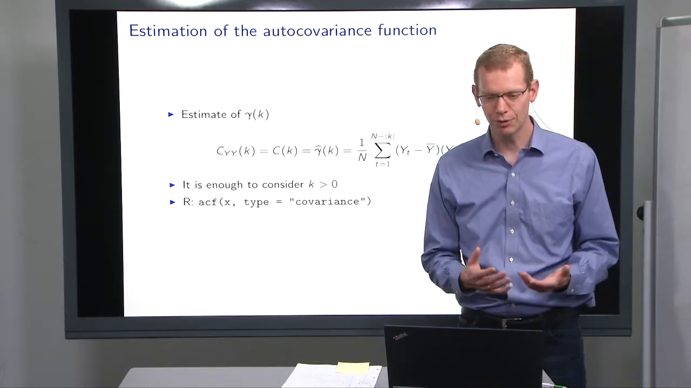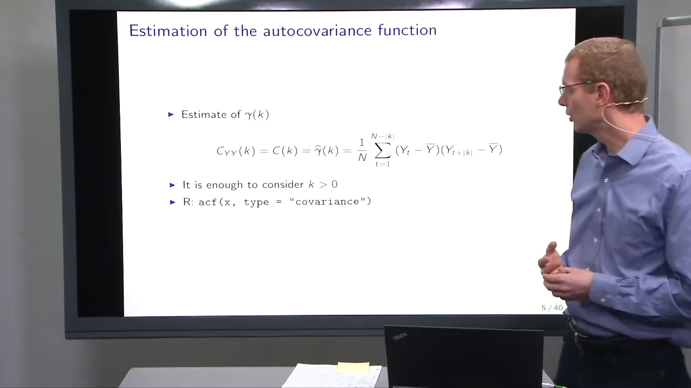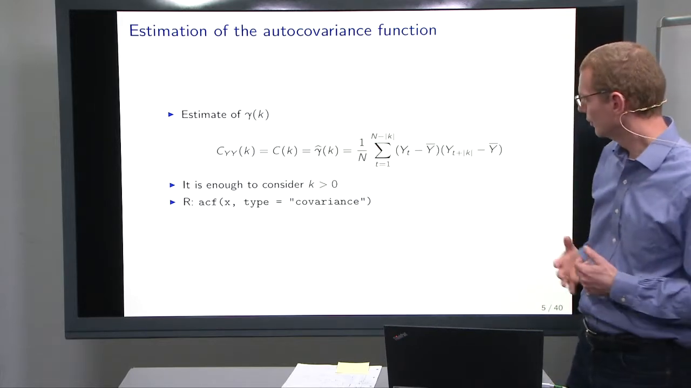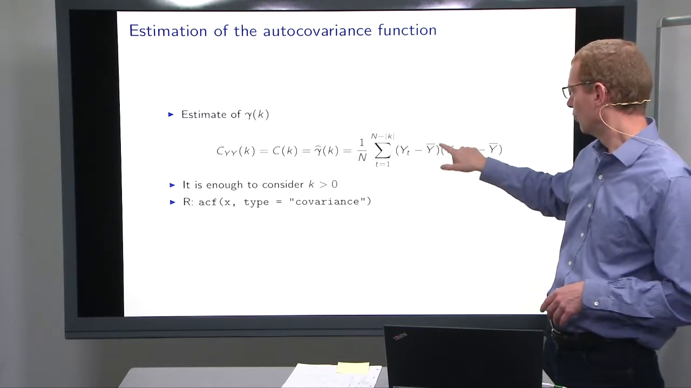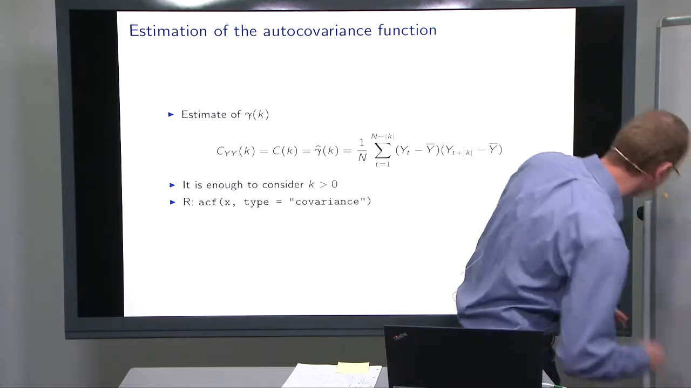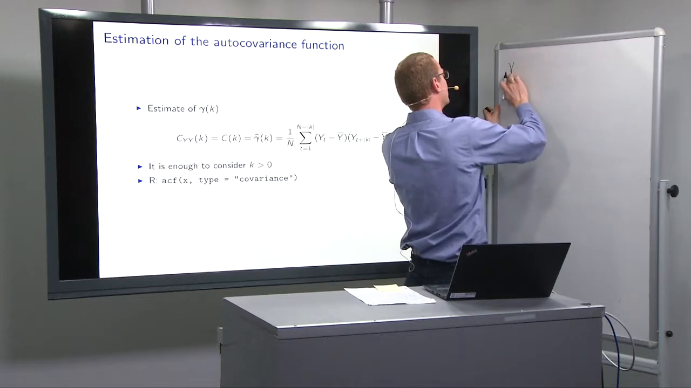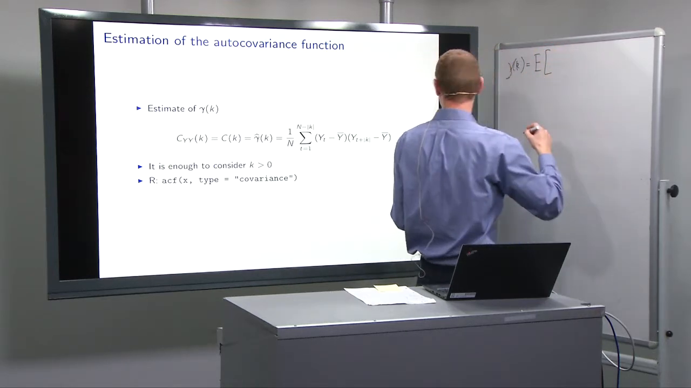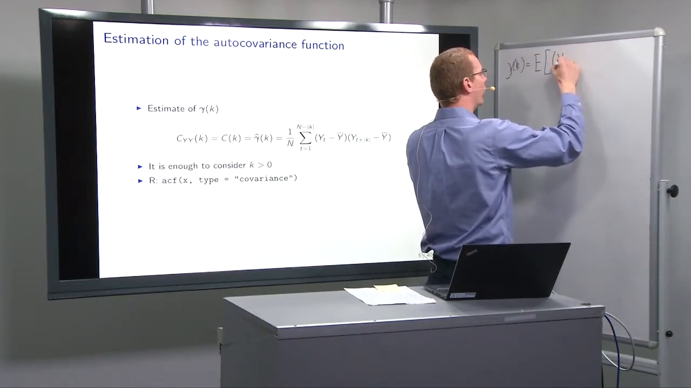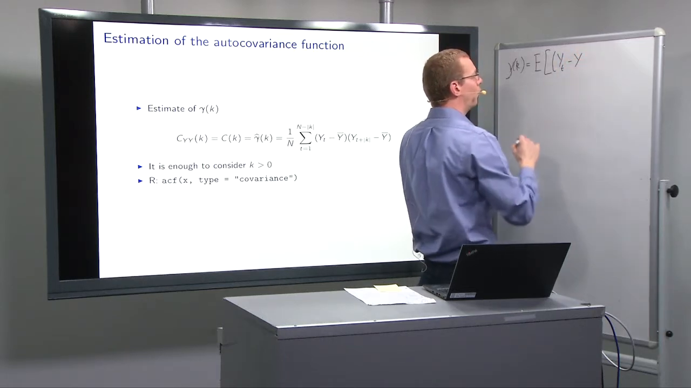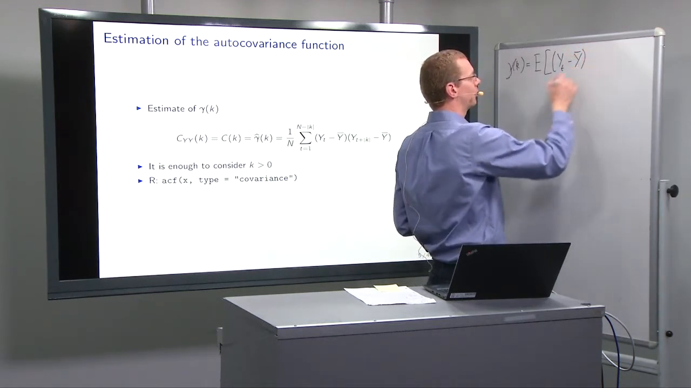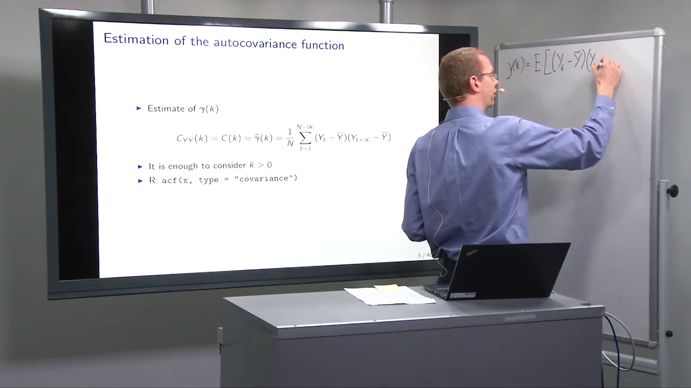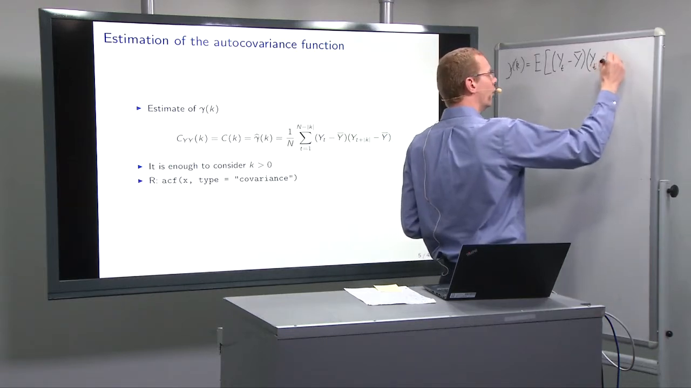Last week we looked at the theoretical properties of the autocovariance function. Now we're going to look at how to estimate it. The estimator is very similar to the theoretical one, not surprisingly. From the theoretical point of view, gamma of k is the expectation of (Y_t minus Y bar), using Y bar as on the slide for the mean value or expectation, multiplied by (Y_{t+k} minus Y bar). We're assuming a stationary process, so I can just pick a positive value for k.